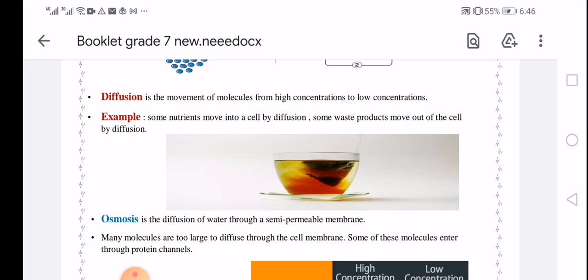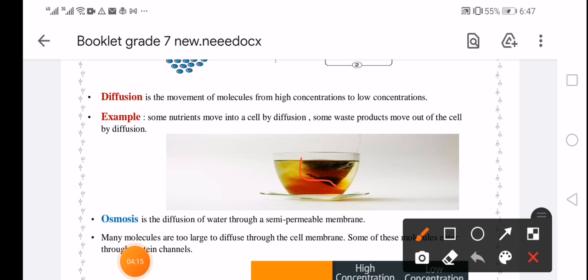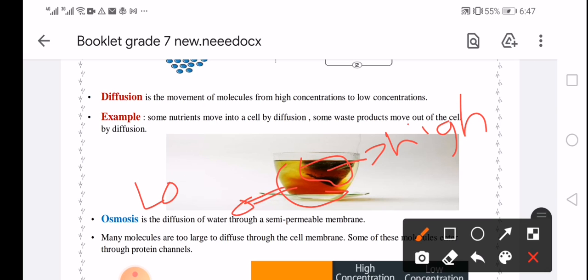For example, some nutrients move into the cell by diffusion, and some waste products move out of the cell by diffusion. Look, here is a high concentration, while outside is low. So particles move from high concentration to low concentration, high to low. This is called diffusion.